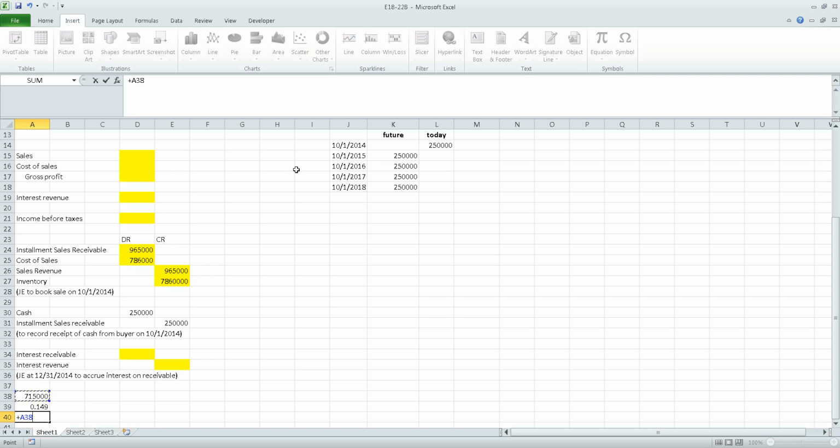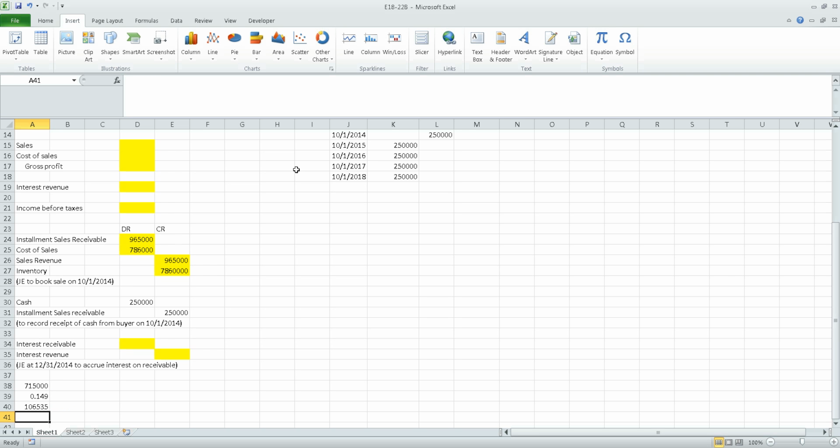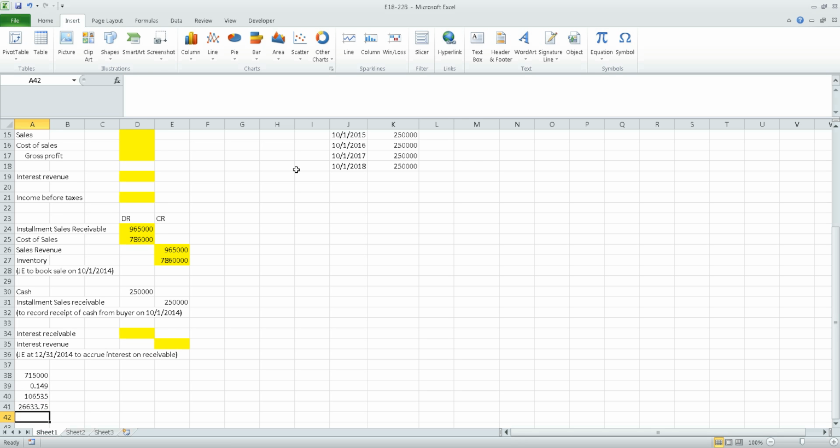Carrying amount of the obligation at the beginning of the period times the stated interest rate. Now that gives us the interest for a full 12 months. However, we need to only accrue interest for 3 months, right? So we're going to multiply that times 3/12 of a year. And so the amount of interest that we need to accrue through this adjusting journal entry is $26,634. I rounded here on the adjusting journal entry.